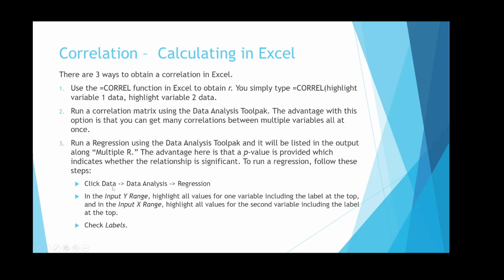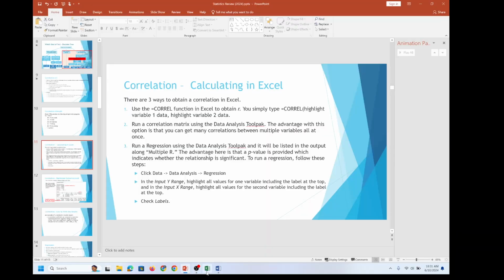So to run the regression, we're going to use the Data Analysis ToolPak again. So we're going to click the Data tab, Data Analysis, and you're going to choose Regression. Then it's going to ask you for an X range and a Y range. If you are simply just looking at a correlation, it doesn't matter which variable you put as X and Y, if all you want is a correlation and the significance. You are going to check Labels as well. So let me show you that in Excel.